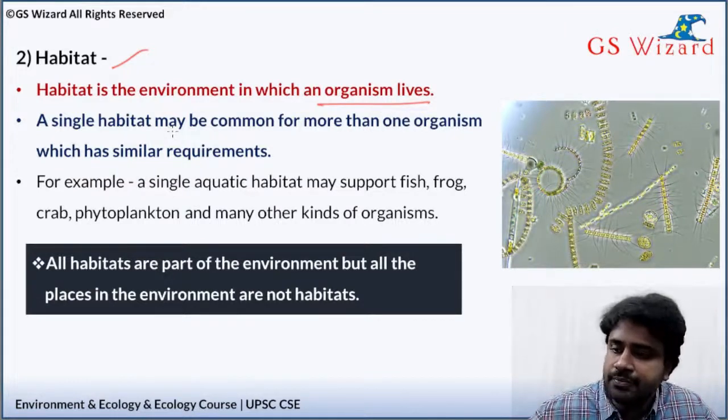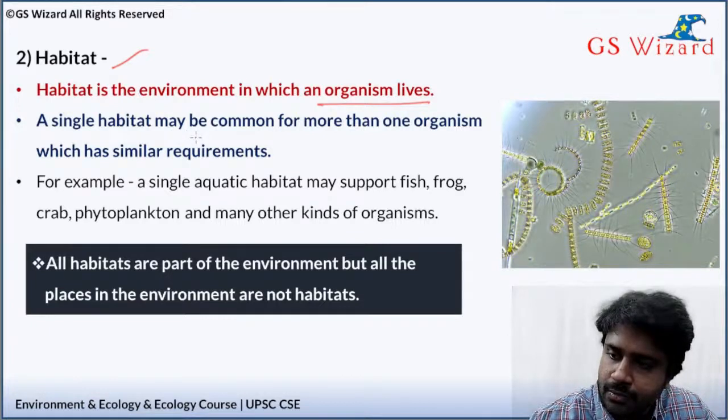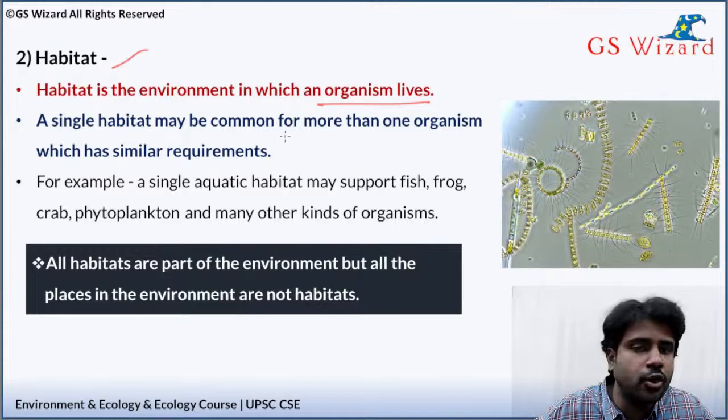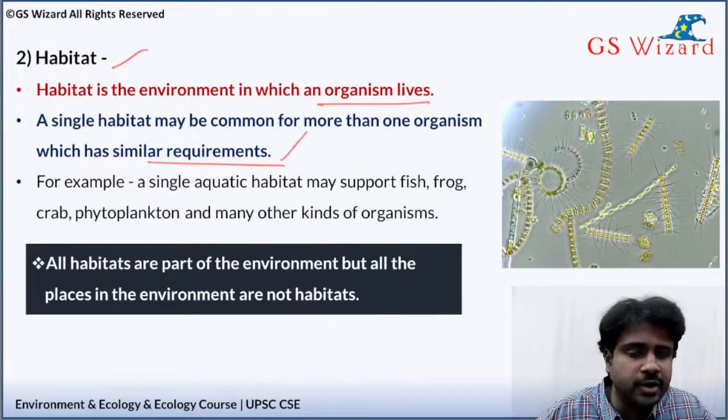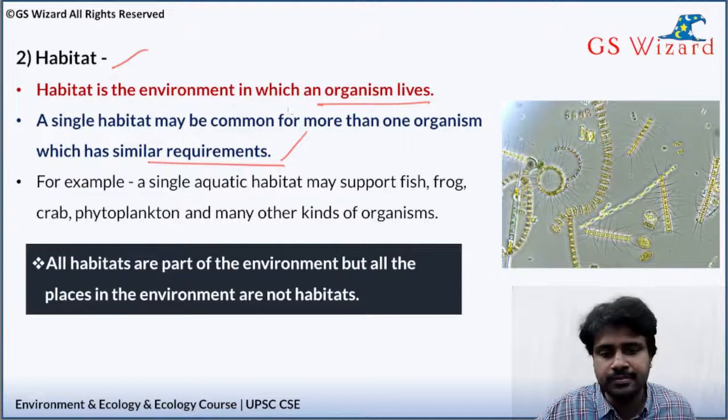And also, a single habitat may be common for more than one organism which has similar requirements. Clear?